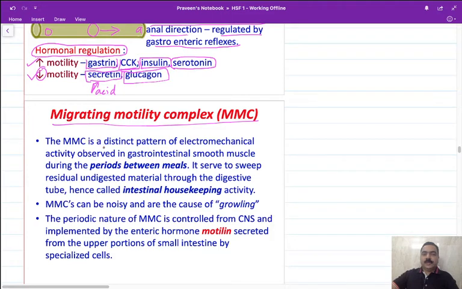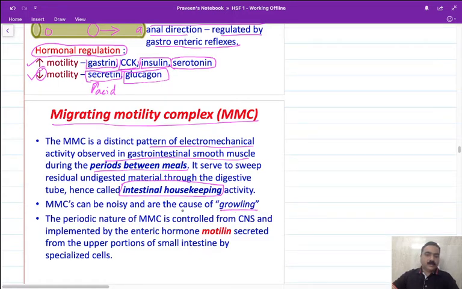The migrating motility complex is a distinct pattern of electrochemical activity observed in the gastrointestinal smooth muscles during the periods between meals. It serves to sweep the residual undigested food materials through the digestive tract and hence is called the intestinal housekeeping. It helps to keep the intestine clean. The migrating motility complex is noisy and is the cause of the growling sounds.